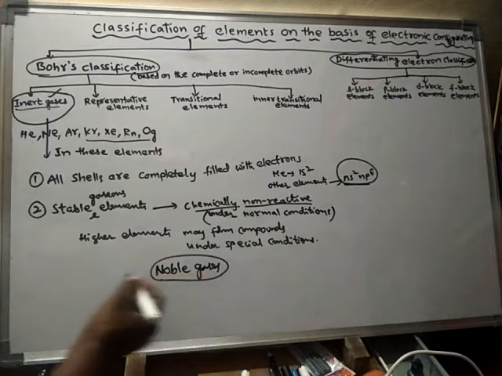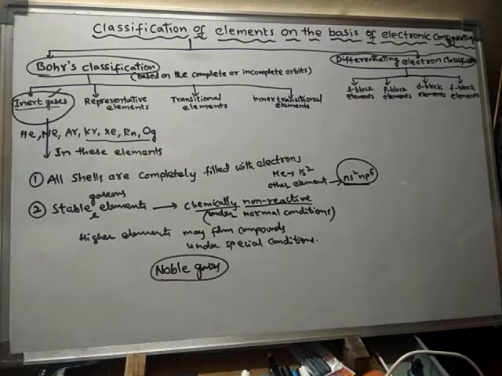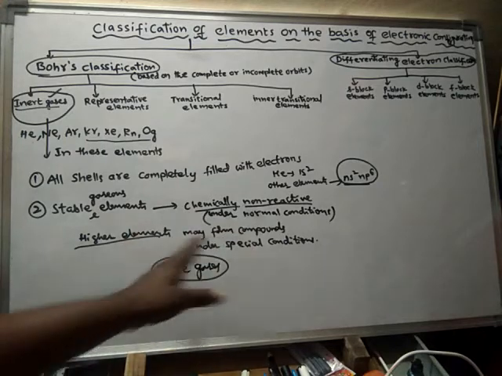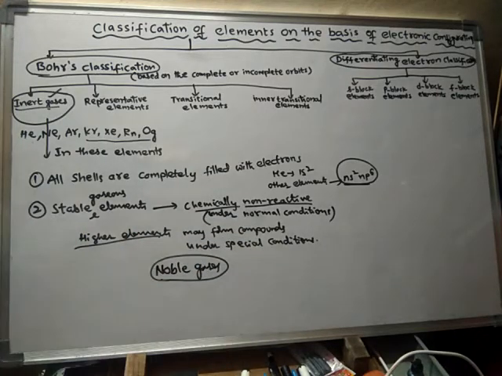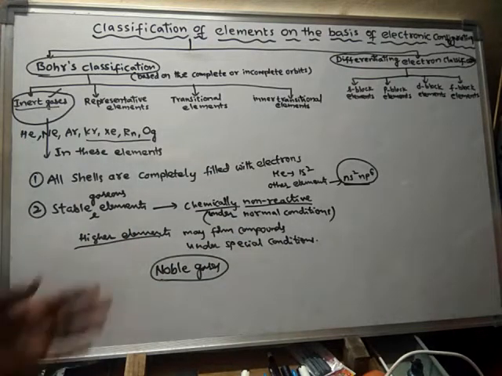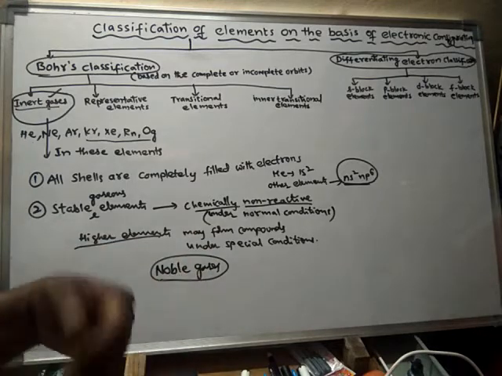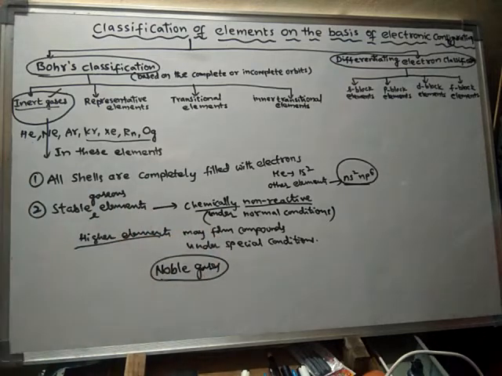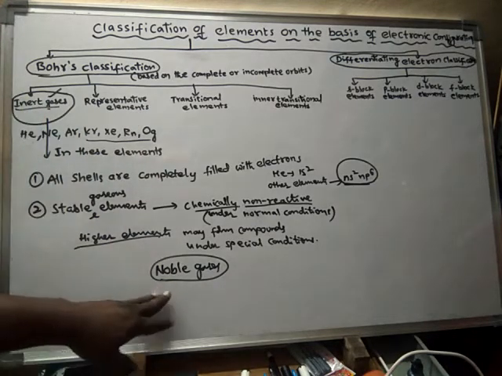So the name is changed from inert gases to noble gases because some of the higher members are forming compounds. That means if they form compounds, when do they form compounds? When they react with other elements, they form compounds. So now higher elements are able to react with other elements. Hence the name inert gases is not appropriate to these elements. So now the name inert gases is changed to noble gases.